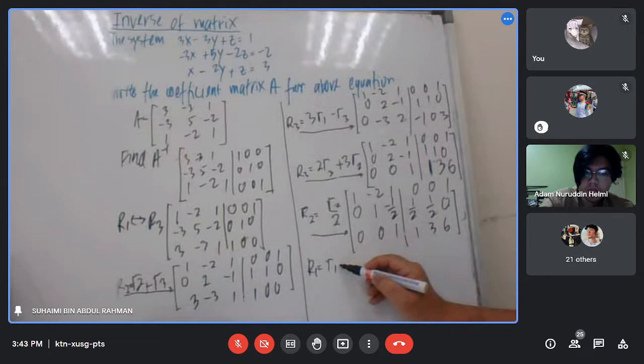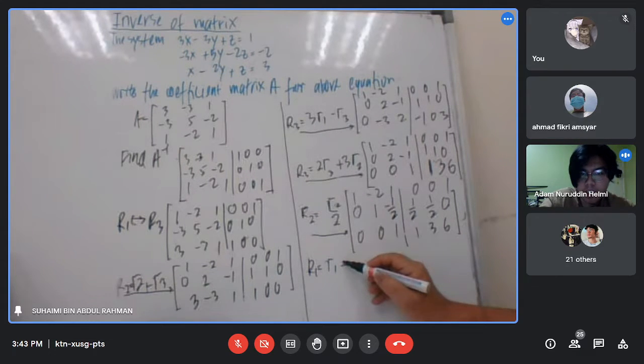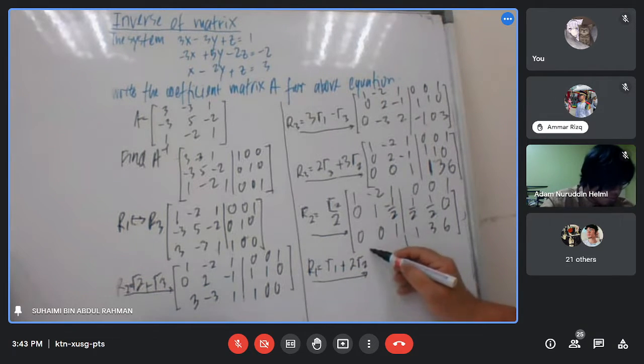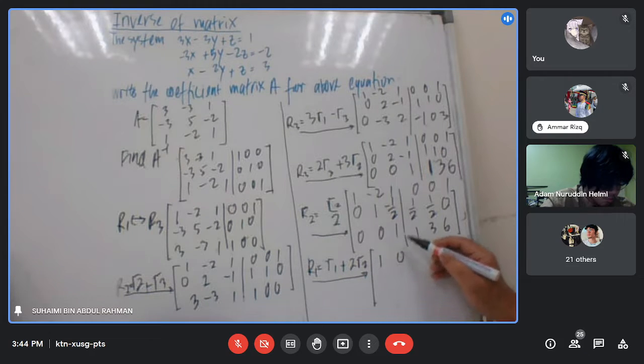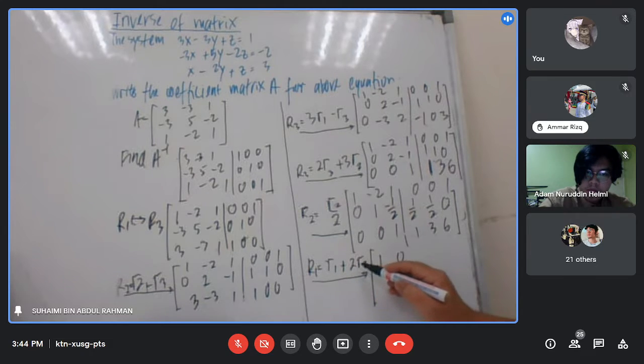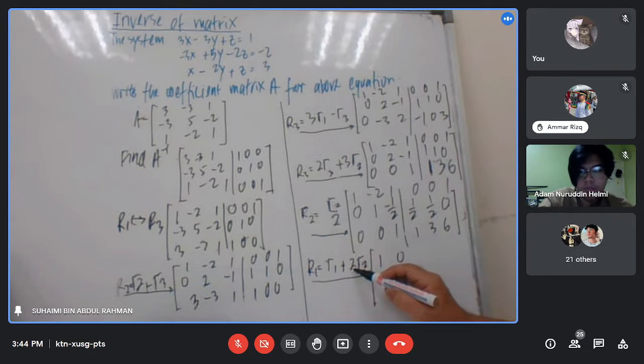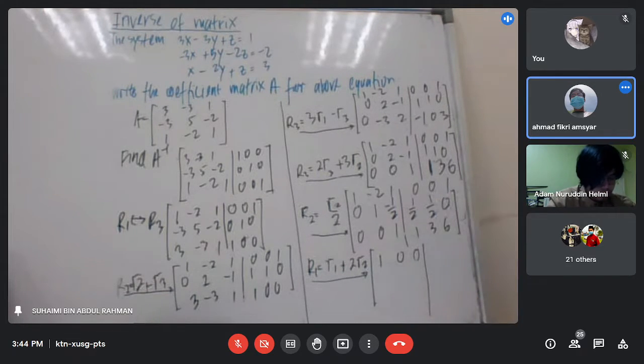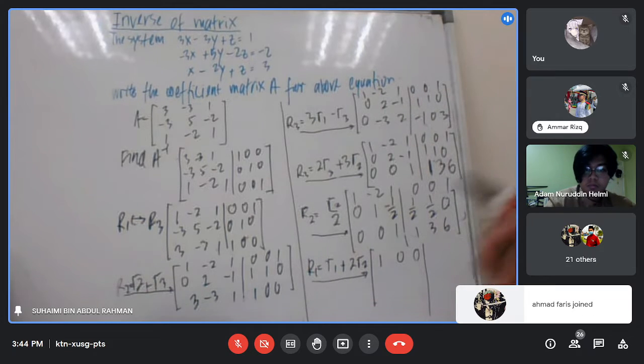Row number 1 plus 2 R2, row number 2, right? 1, 0, 1 plus 2 times minus 1 over 2, which is 1 plus minus 1. 1 plus minus 1 is equal to 0. It's like 1 plus minus 1, same as 1 minus 1.